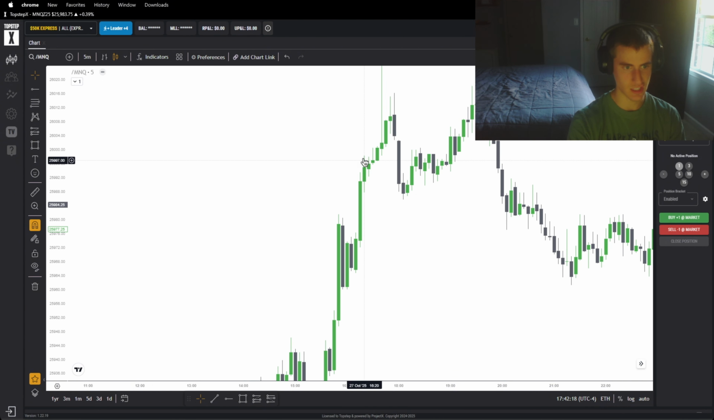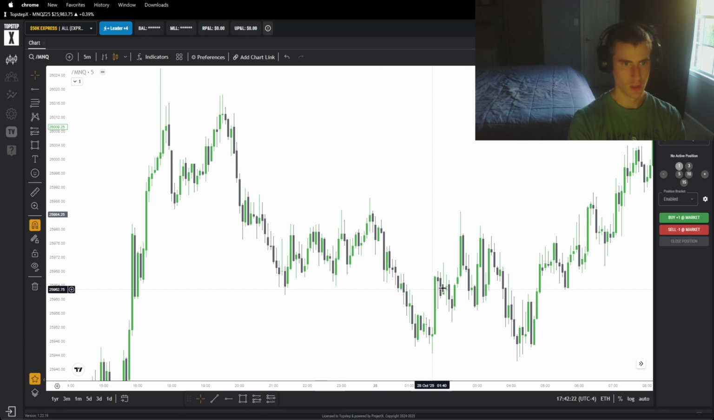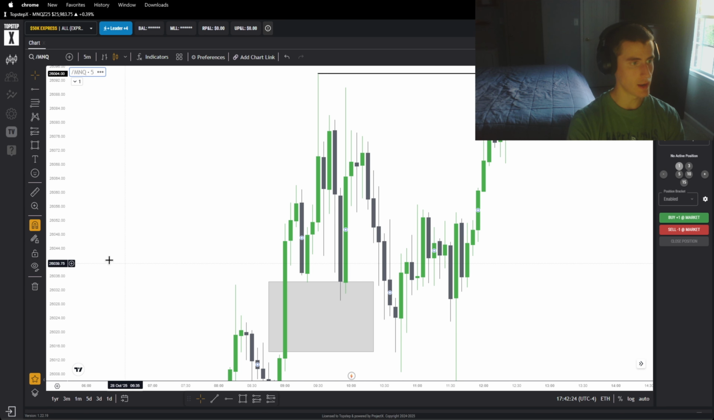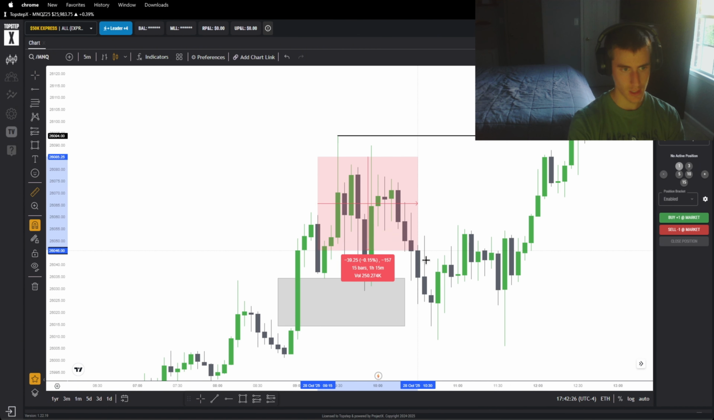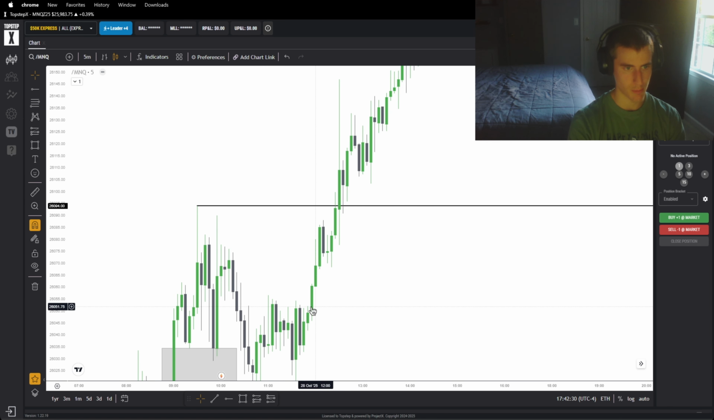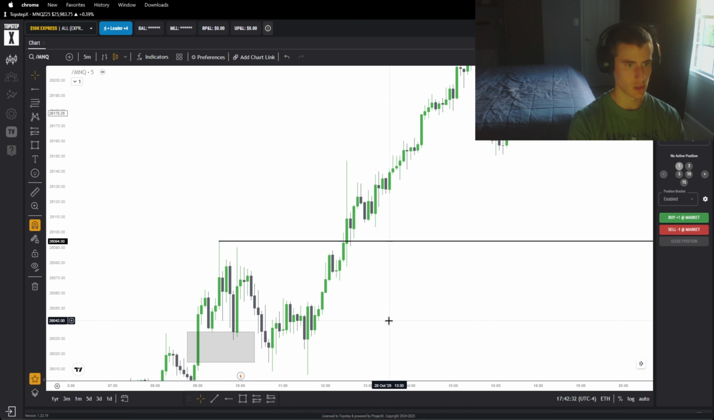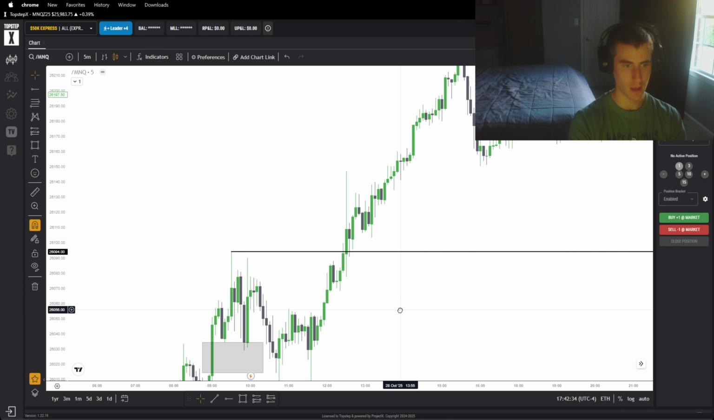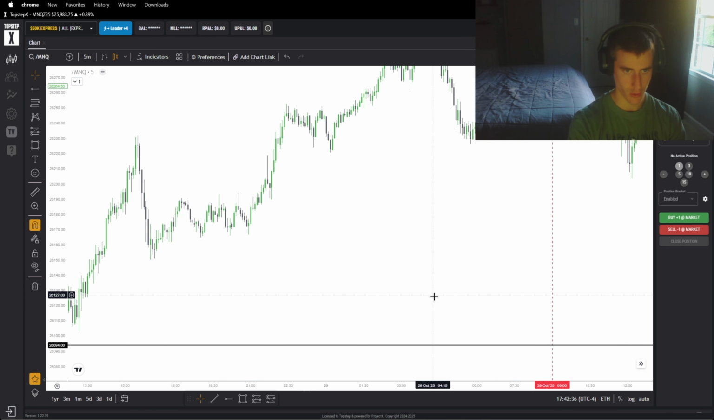Gaps being made, displacement, breaking out of, break of structure, whatever you want to call it. That's what you want to see. You don't want to be trading when the 5-minute looks like this, bro. So, if you're catching yourself taking chop on the 1-minute, getting in bad trades, hop on the 5-minute. It will help you out and do wonders.